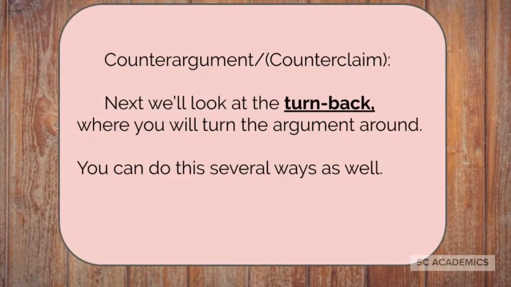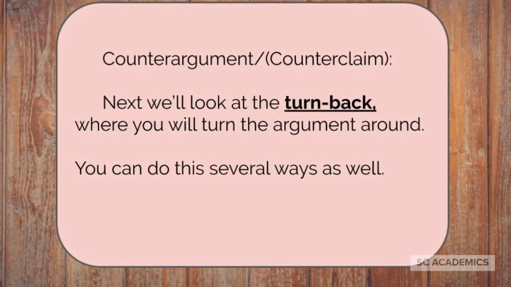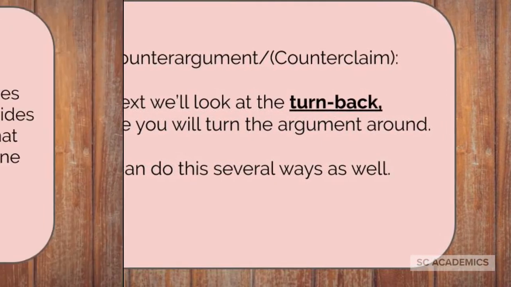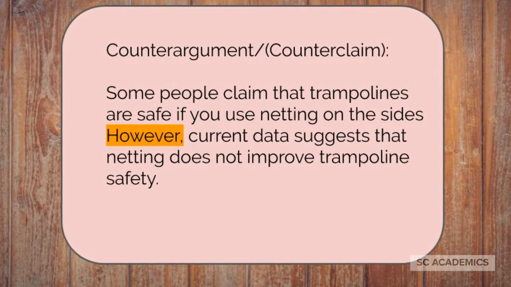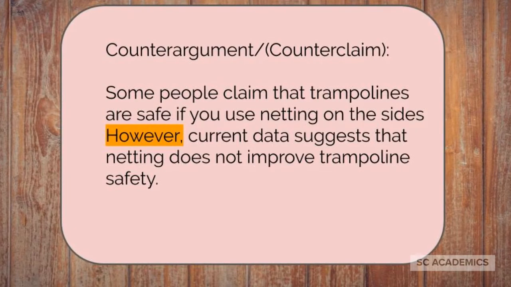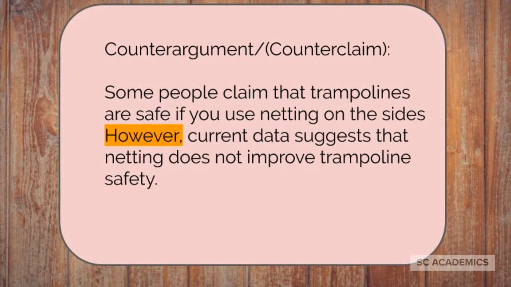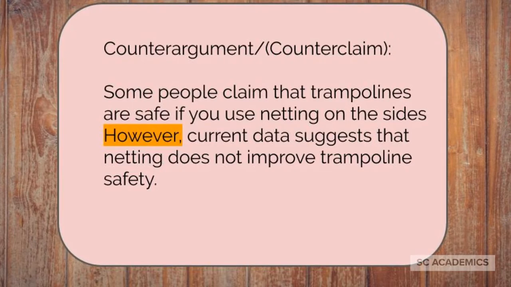Okay, so we've got the first part of the counter argument paragraph down. Next, we're going to look at something called the turnback. And this is where you're going to turn the argument back around on that person and prove them wrong. You can do this several different ways as well. So we're going to look back at our opening to the counter argument where it says, some people claim that trampolines are safe if you use netting on the sides. However, current data suggests that netting does not improve trampoline safety.